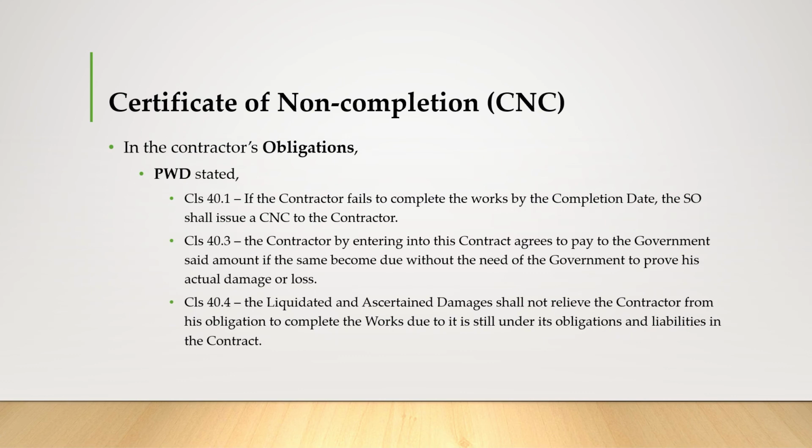So in PWD, the contractor obligation is stated in clause 40.1. If the contractor fails to complete the works by the completion date, the SO shall issue the CNC to the contractor. In clause 40.3, the contractor by entering into the contract agrees to pay the government the said amount if the same becomes due without the need for the government to prove his actual damage or loss. In clause 40.4, the liquidated and ascertained damages, the LAD, shall not relieve the contractor from his obligation to complete the works, as it is still under the obligations and liabilities in the contract.